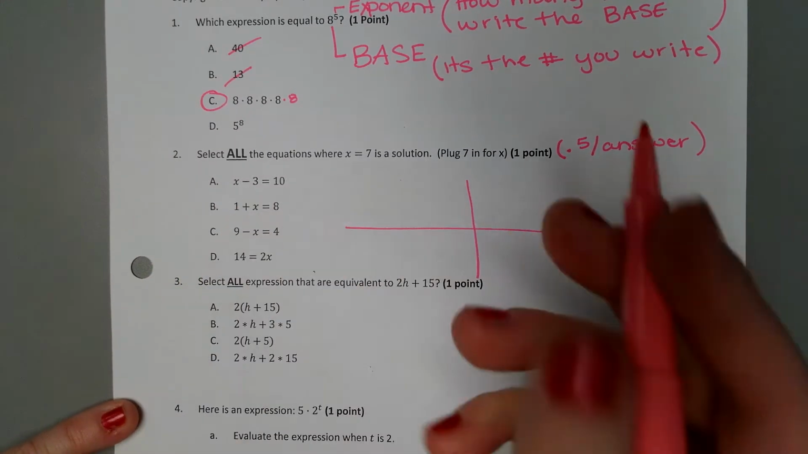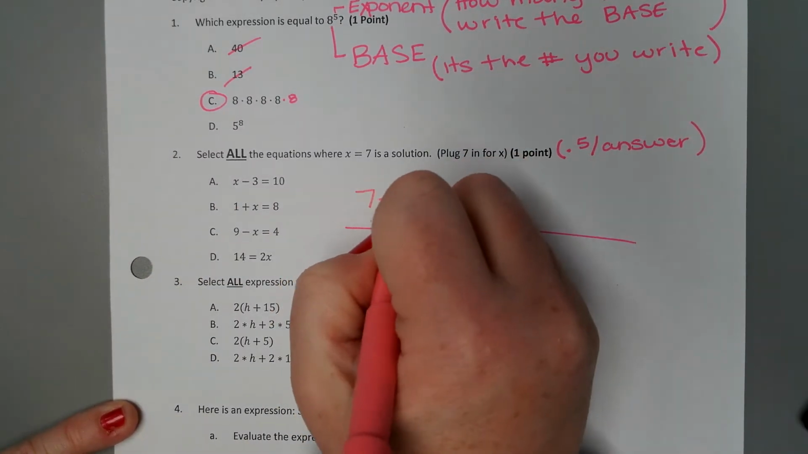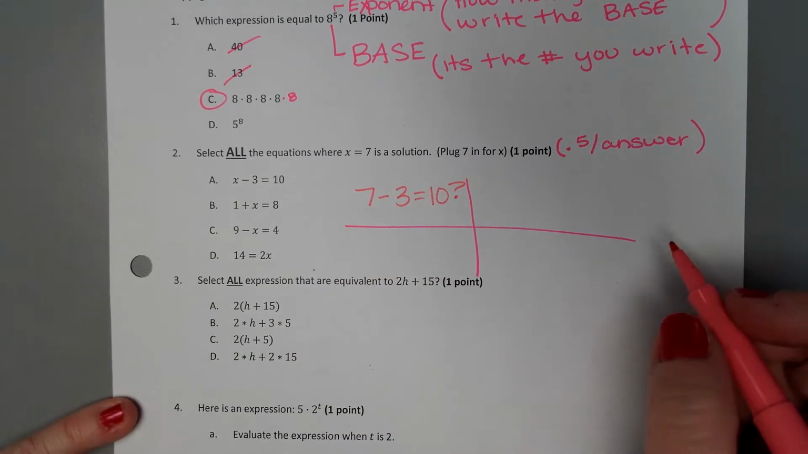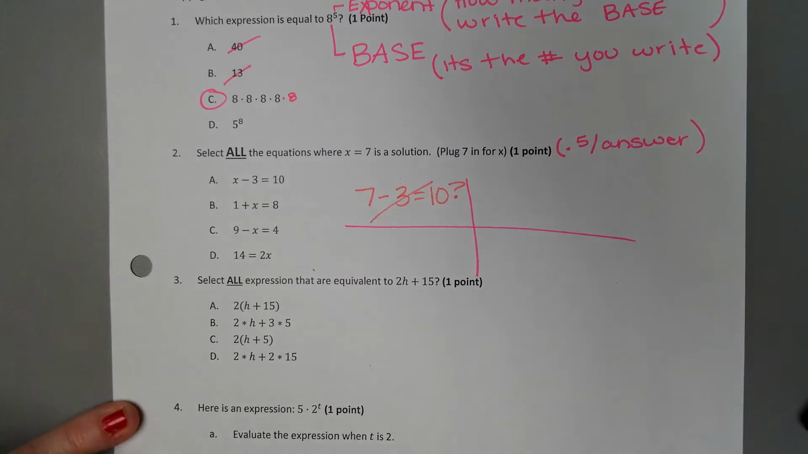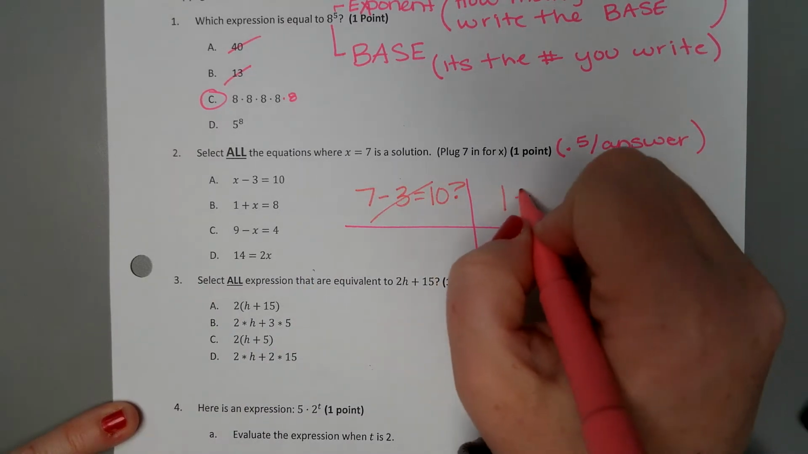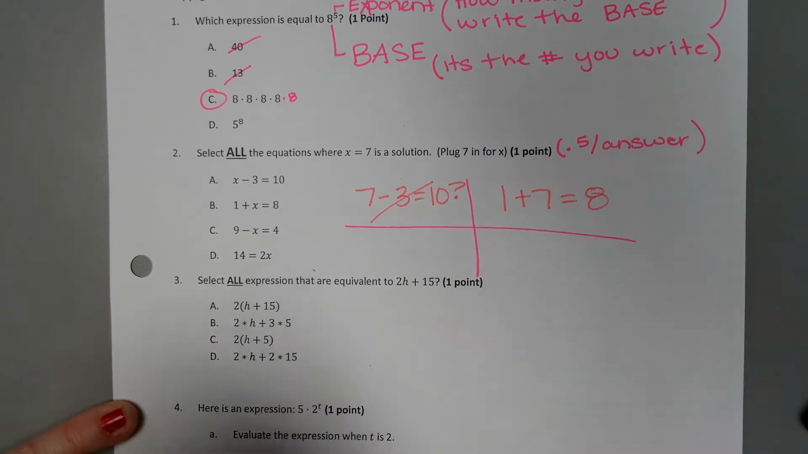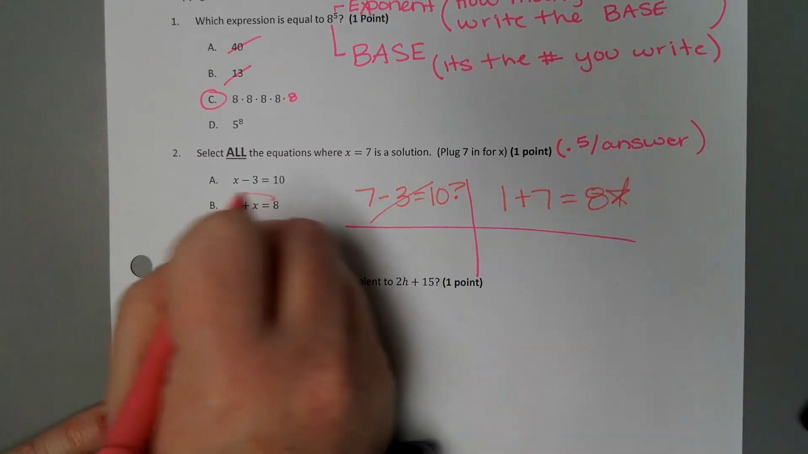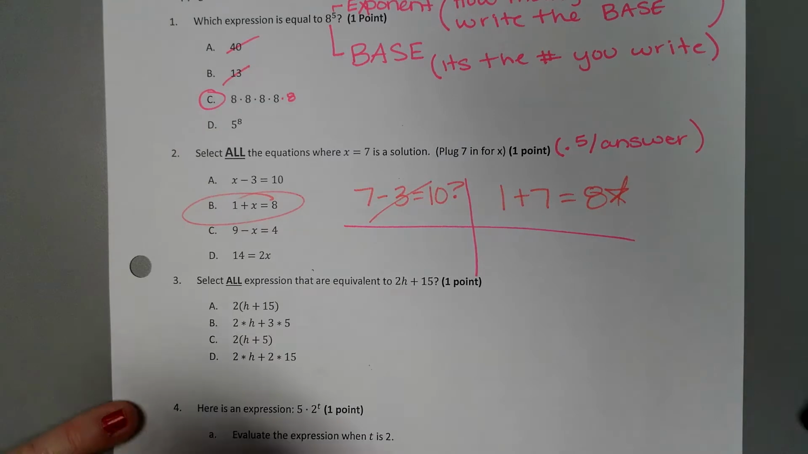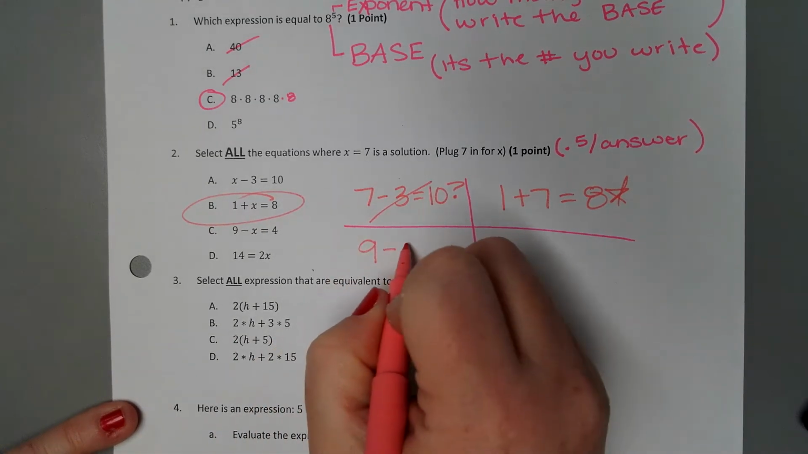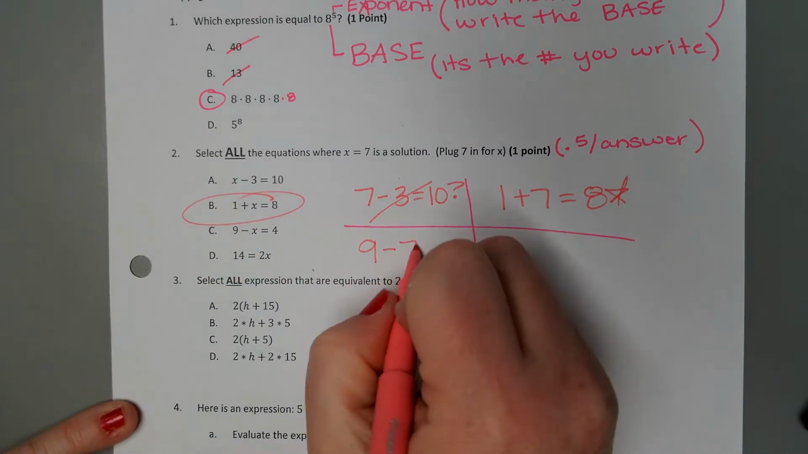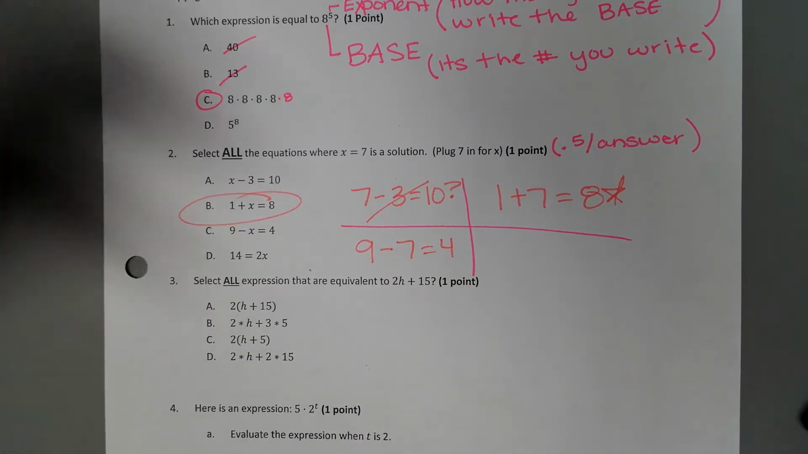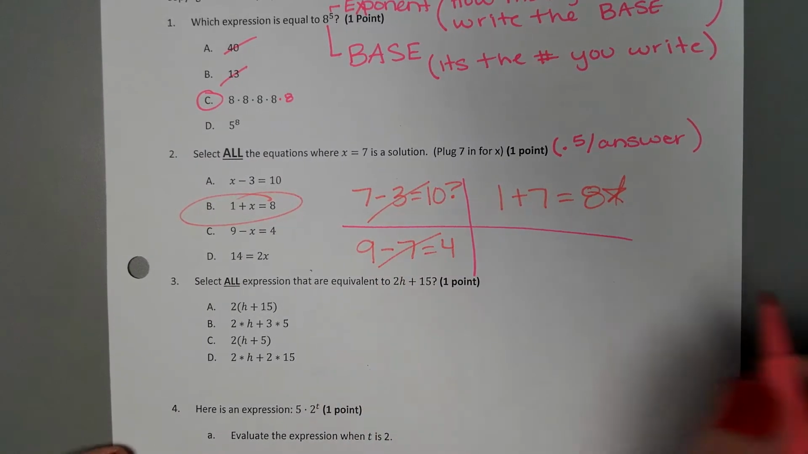I have x minus 3, so I'm going to have 7 minus 3 equals 10. Well, 7 minus 3 is 4, so that doesn't work. B, we have 1 plus 7 equals 8. 1 plus 7 is indeed 8. So that means B is an answer. C, we have 9 minus x, so 9 minus 7 equals 4. 9 minus 7 is 2. So that one doesn't work.